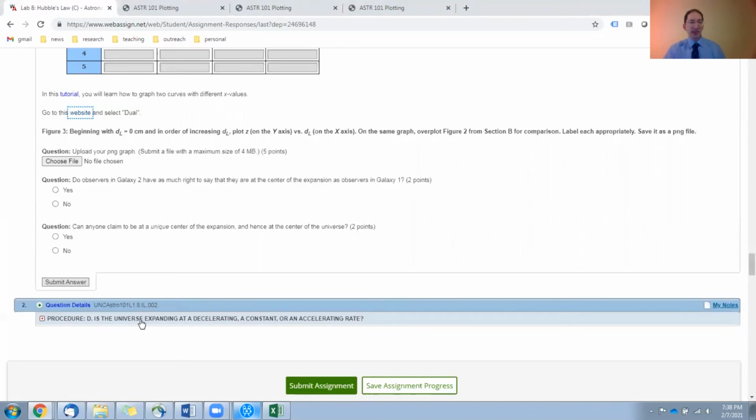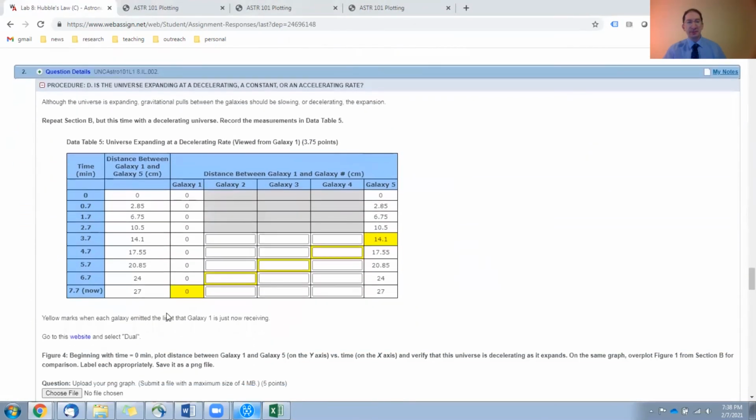Lastly, we have procedure section D, where we're going to try to figure out whether we live in a decelerating, constantly expanding, or accelerating universe. So we're going to repeat this 2 more times, once in a decelerating universe and once in an accelerating universe. And we'll make all of our measurements with respect to galaxy 1.